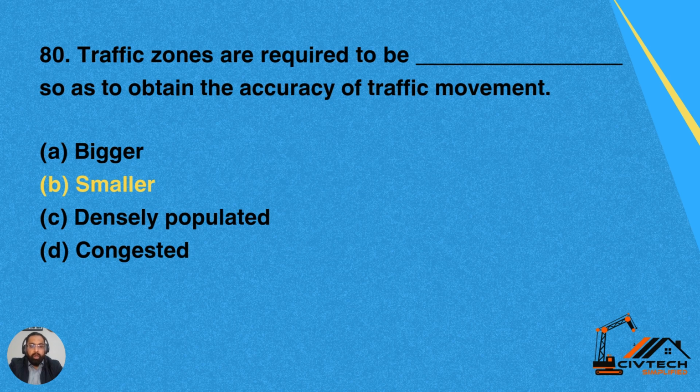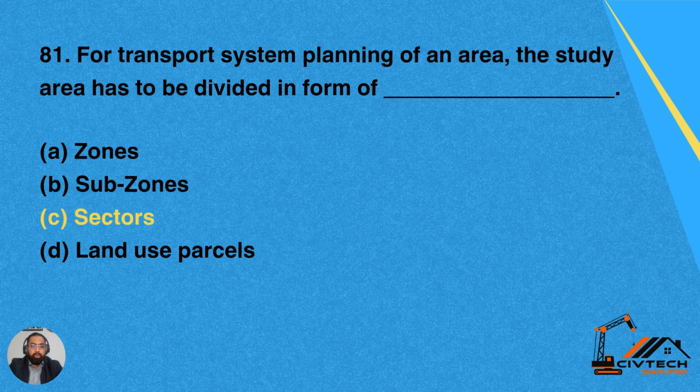80. Traffic zones are required to be dash so as to obtain the accuracy of traffic movement. Option A, bigger traffic zones are required. Option B, smaller traffic zones are required. Option C, densely populated zones are required. Option D, congested traffic zones are required so that we can obtain the accuracy of the traffic movement. Of course, the traffic zones should be as small as possible. So B here is the correct answer, which is smaller.